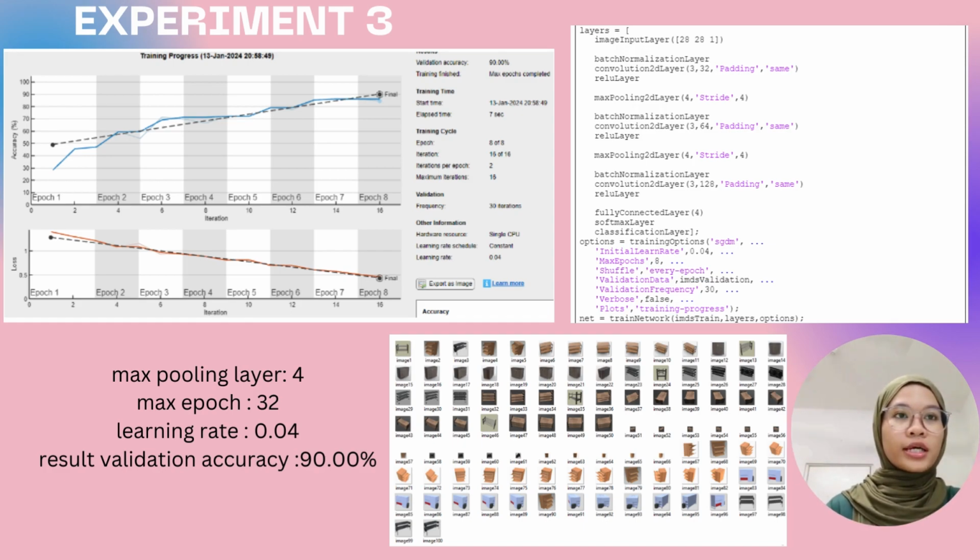Next, for experiment 3, the max pooling layer equals 4, the max epoch is 32, the learning rate is 0.04. The result validation accuracy is 90.00%, and it takes 7 seconds to complete the third experiment. The accuracy decreased because the learning rate was changed from 0.01 to 0.04 and the maximum iteration is 16.